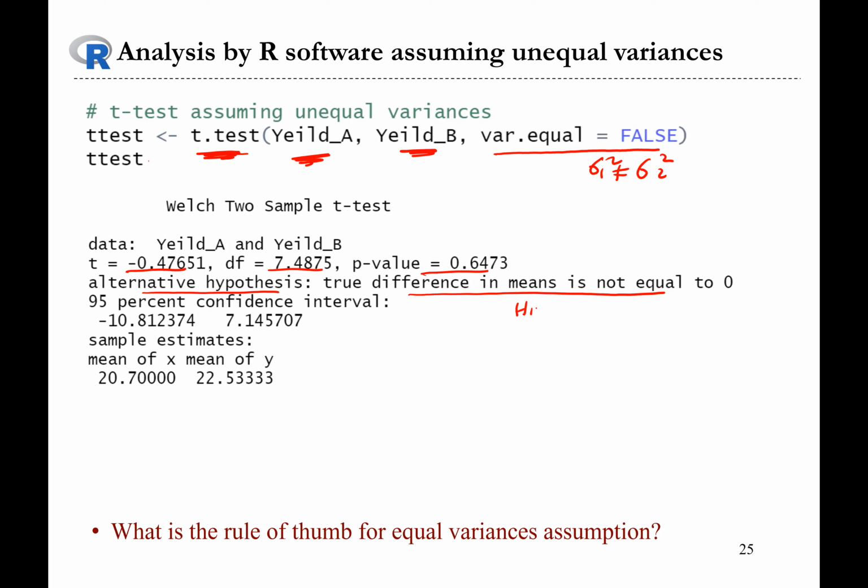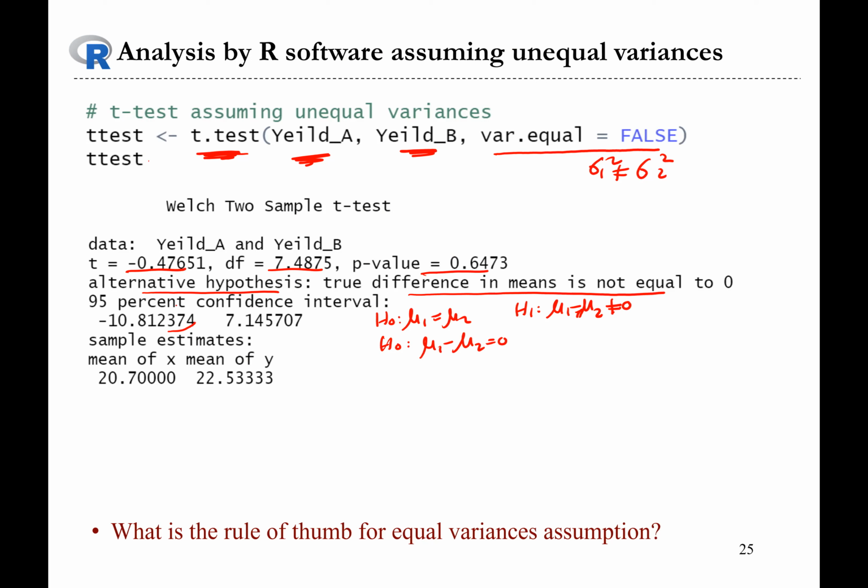So H1: mu1 minus mu2 doesn't equal 0. This is H1. Oh, sorry, H1 is the alternative. And H0 is mu1 equals mu2. Or you can write it as mu1 minus mu2 is 0, the difference is 0.